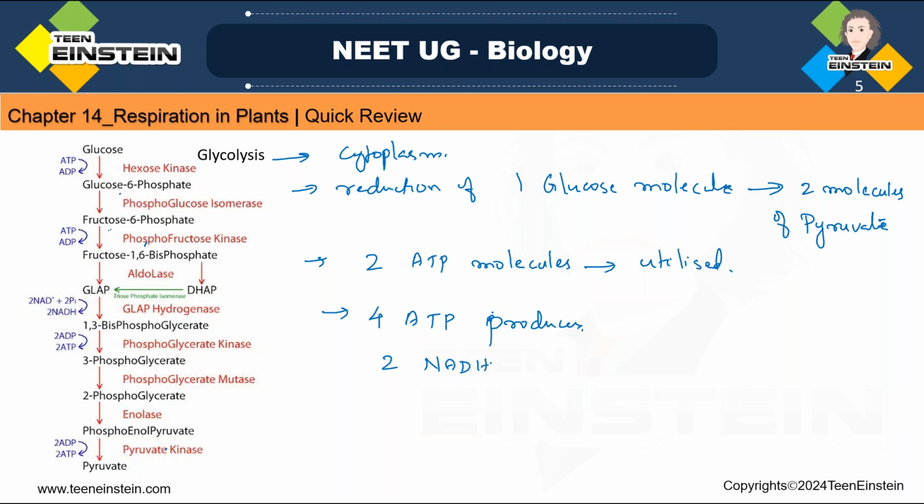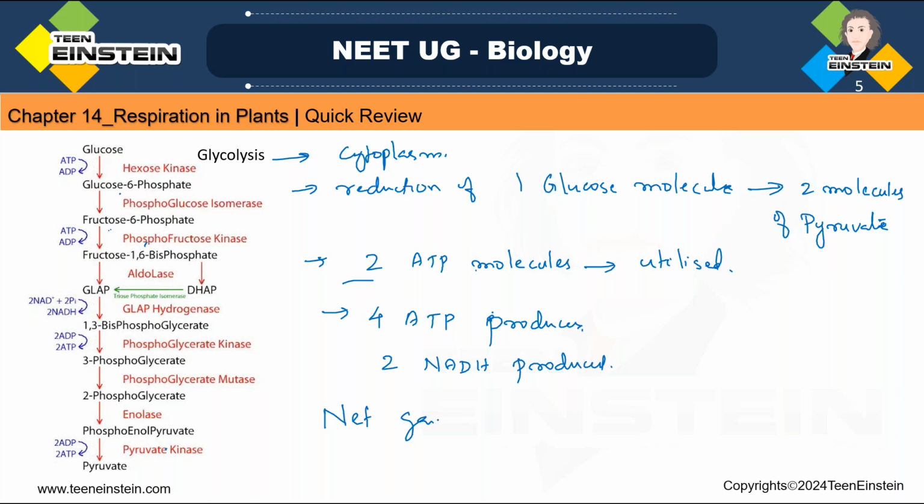So the net gain of ATP in glycolysis, that is 8 ATP molecules. Net gain. These are the important questions. 2 ATP molecules are getting utilized, 4 ATP molecules are getting produced, 2 NADH is getting produced.